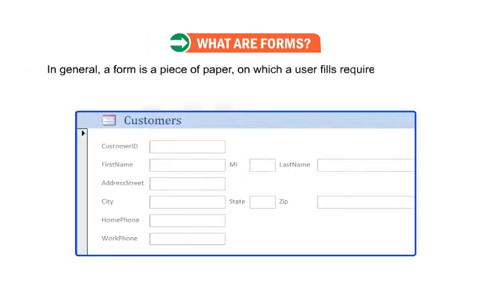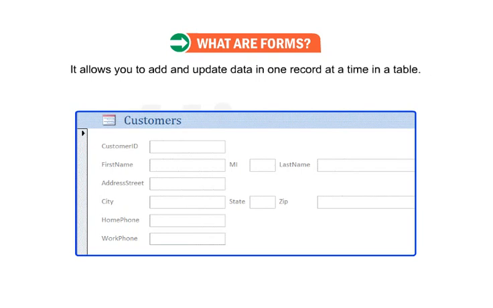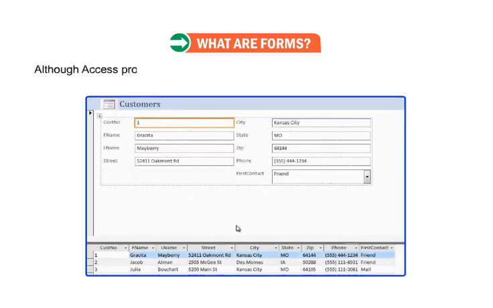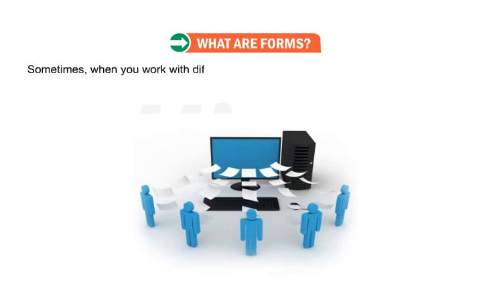In general, a form is a piece of paper on which a user fills required information in specific fields. Likewise, in Microsoft Access 2010, forms work quite similarly. It allows you to add and update data in one record at a time in a table. Although Access provides a datasheet view, which is a convenient way of entering data, it is not an appropriate tool for every data entry situation.